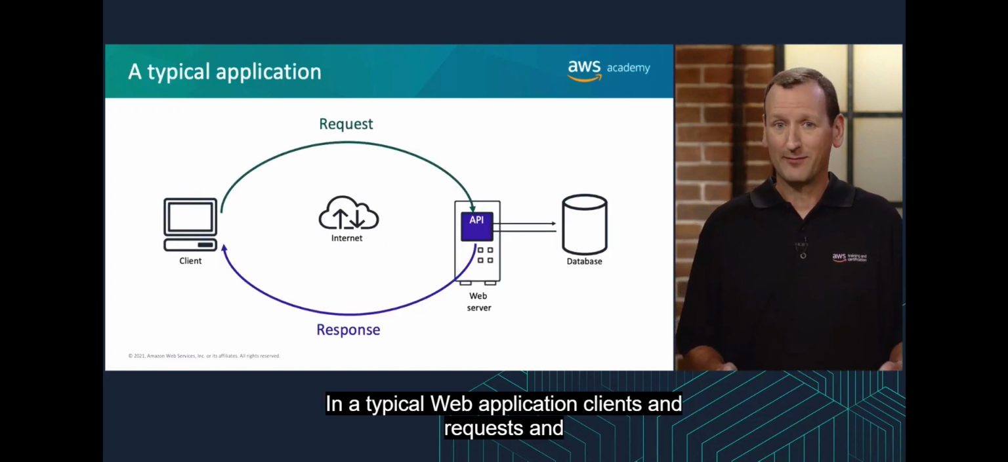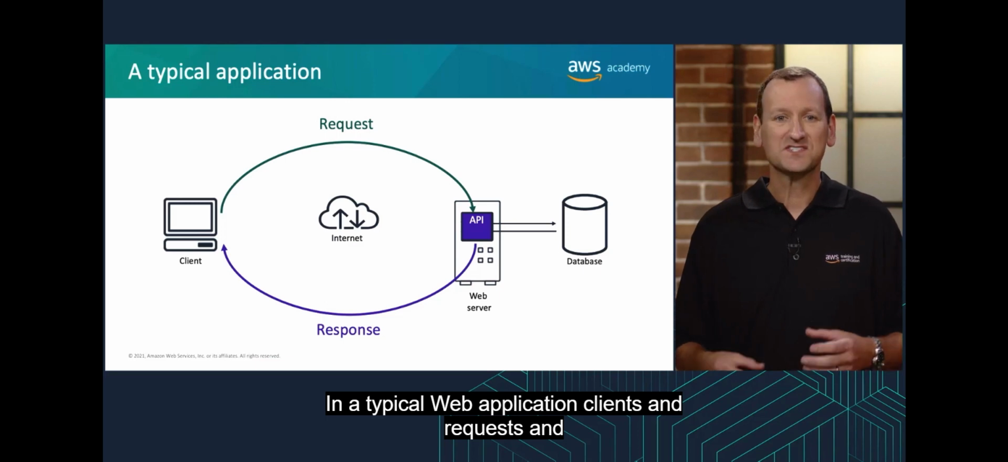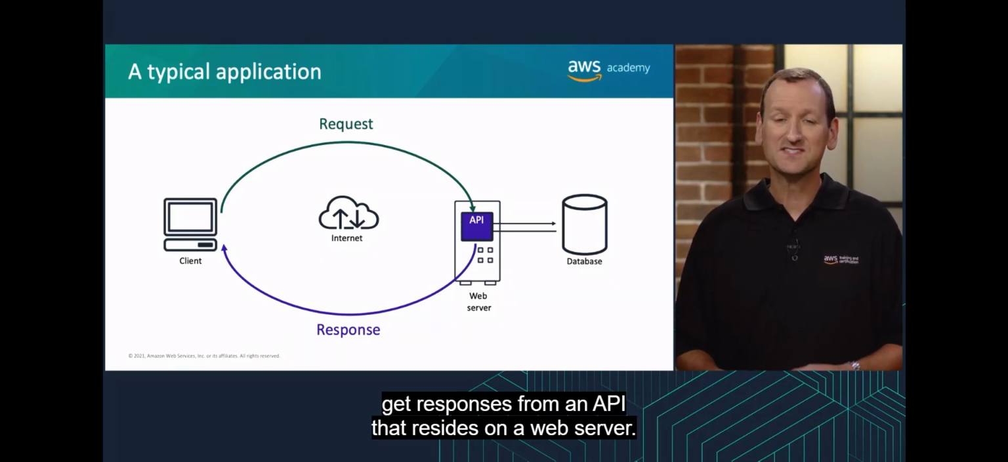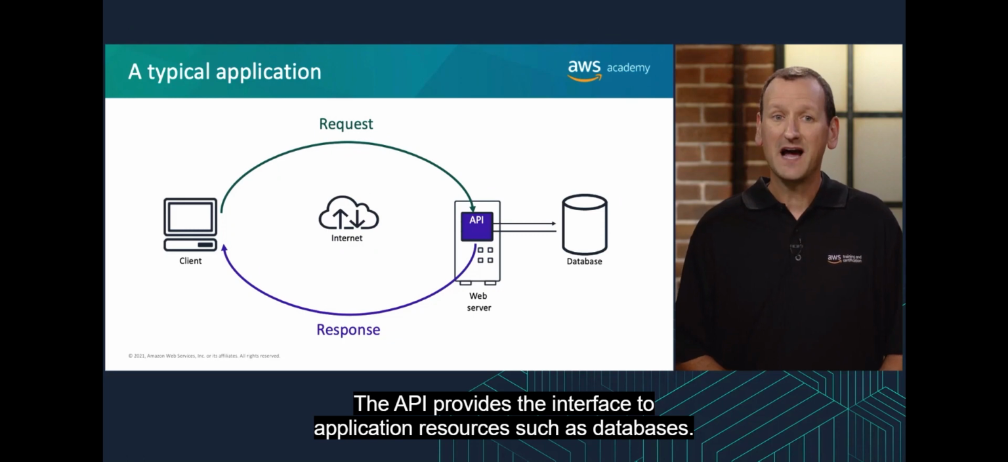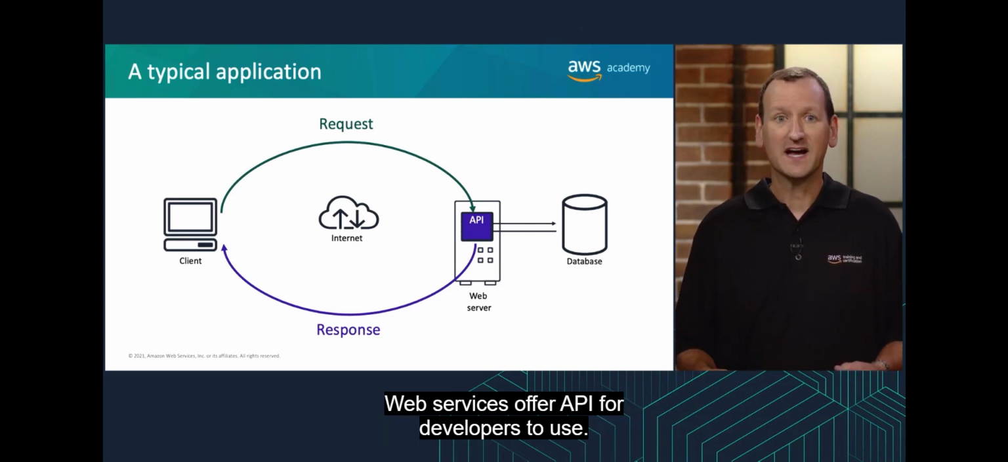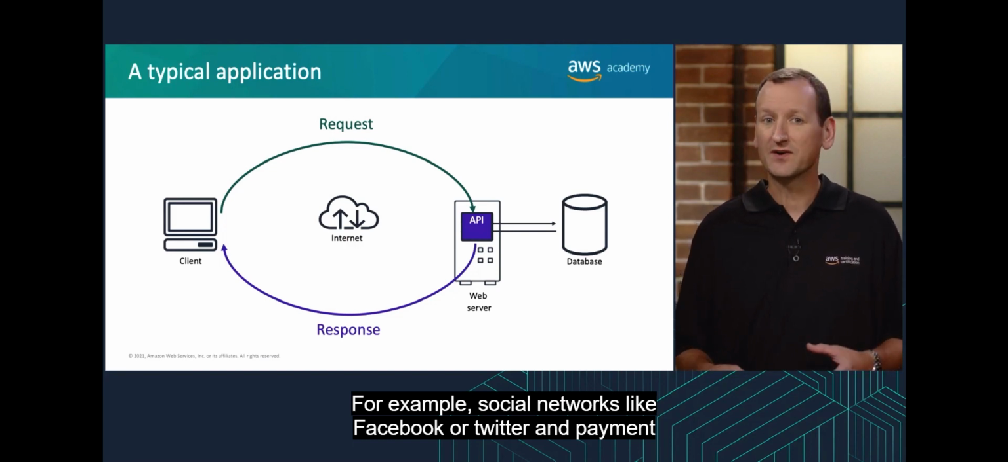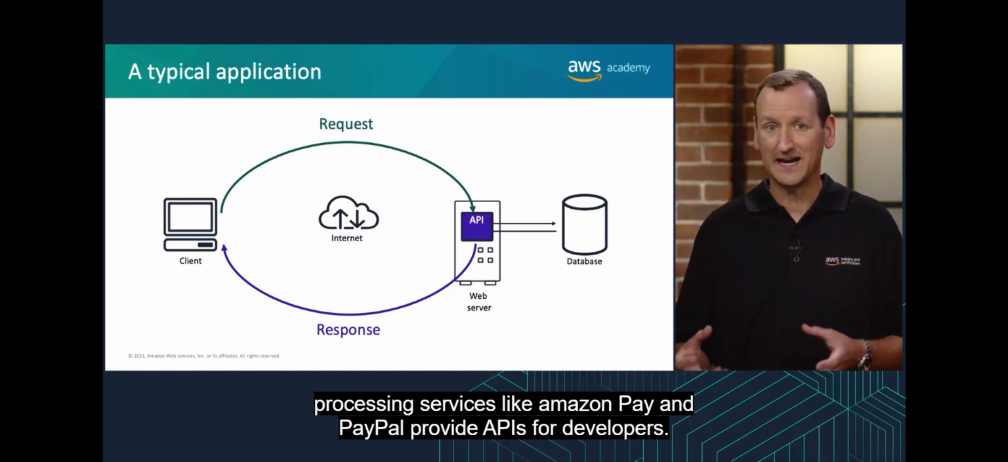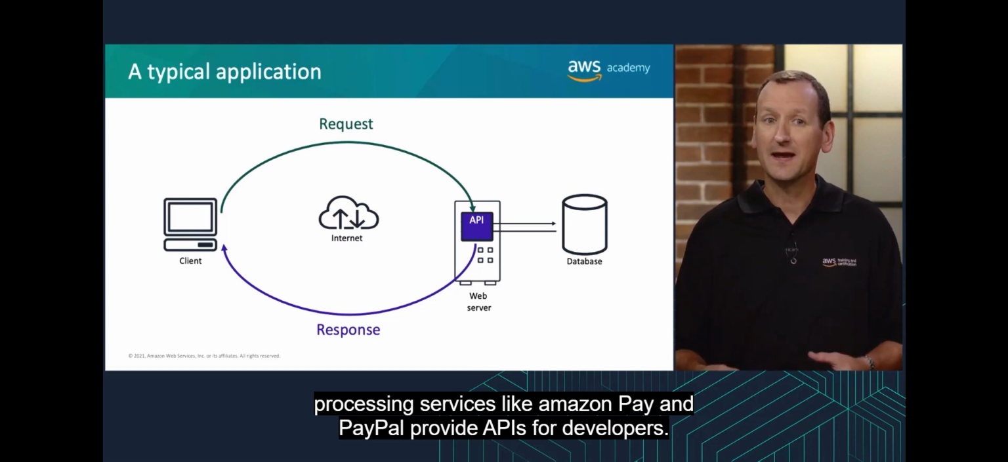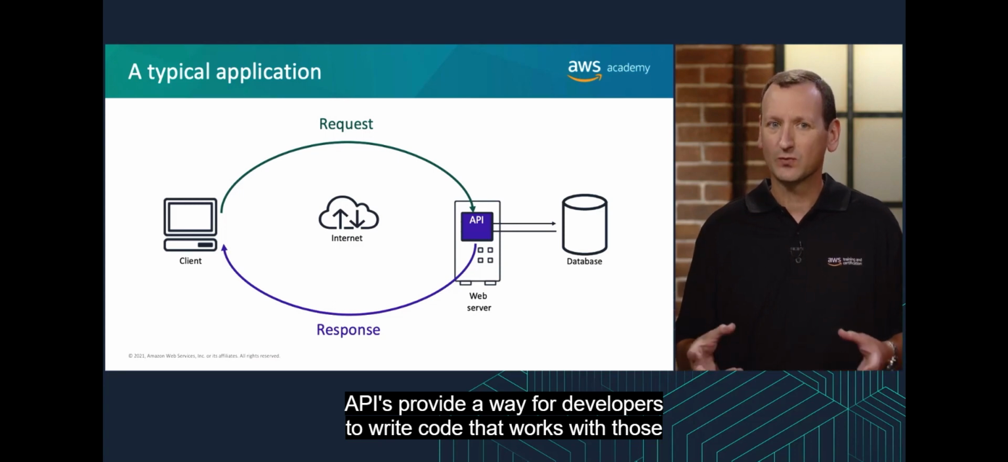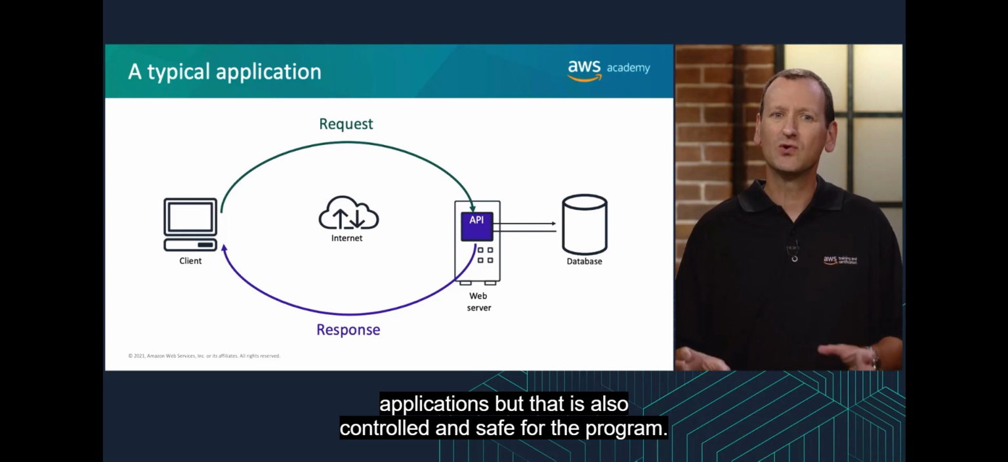In a typical web application, clients send requests and get responses from an API that resides on a web server. The API provides the interface to application resources such as databases. Web services offer APIs for developers to use. For example, social networks like Facebook or Twitter and payment processing services like Amazon Pay and PayPal provide APIs for developers. APIs provide a way for developers to write code that works with those applications, but that is also controlled and safe for the program.